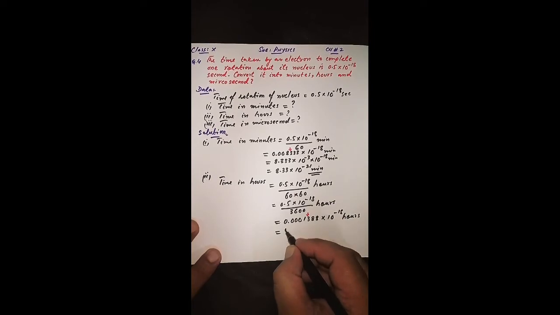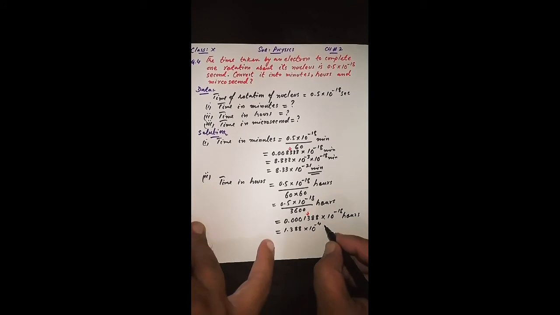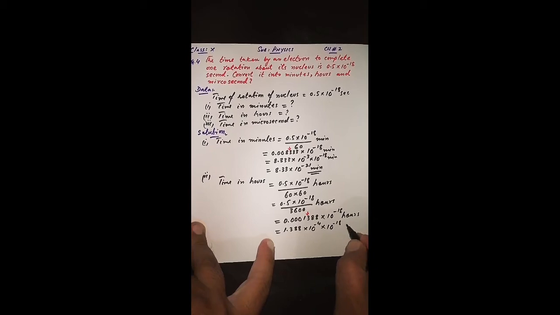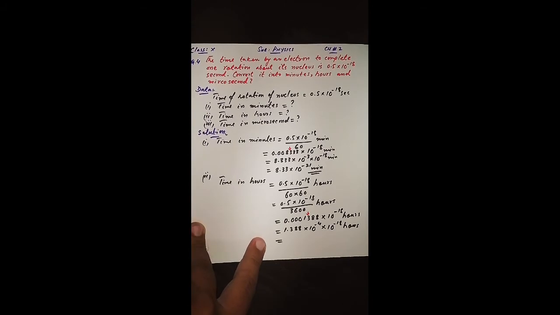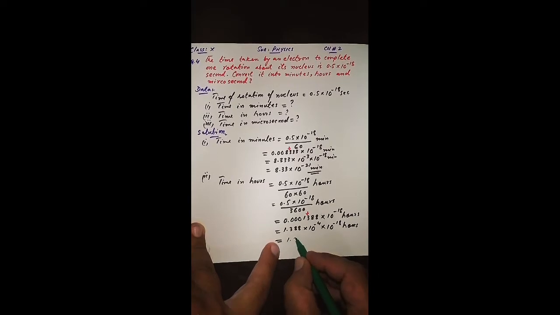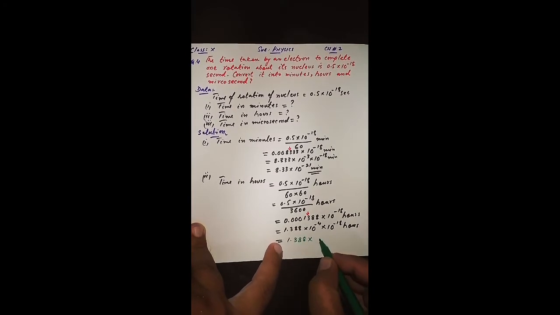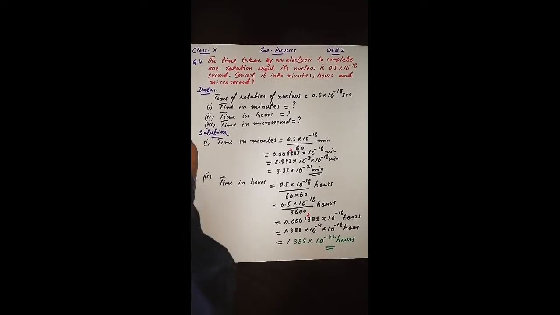1, 2, 3, 4, 1.388 multiplied by 10 raised to the power minus 4 multiplied by 10 to the power 18 hours. So this is equal to 1.388 multiplied by 10 raised to the power minus 22 hours. This is the answer of the second part.